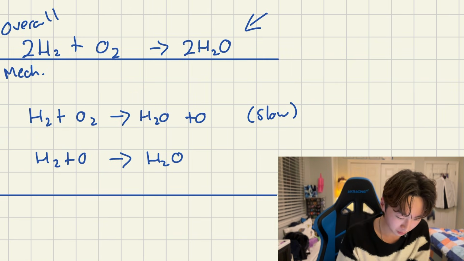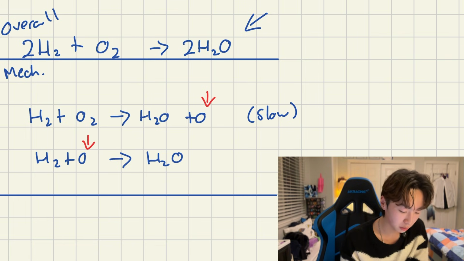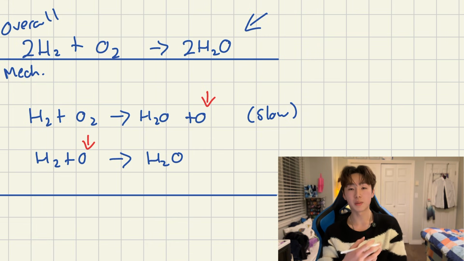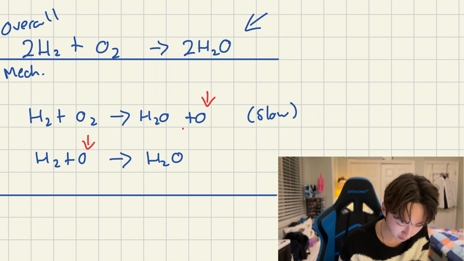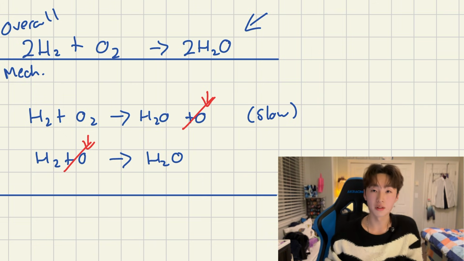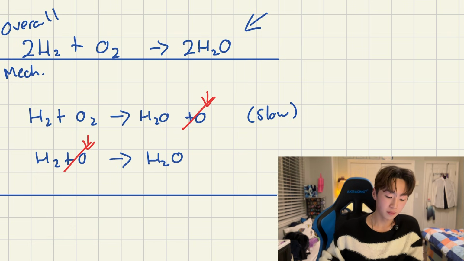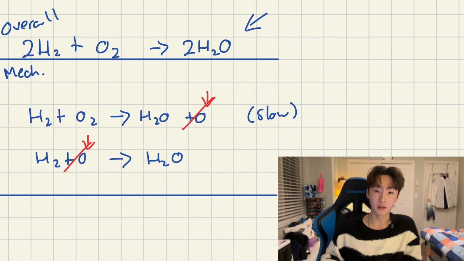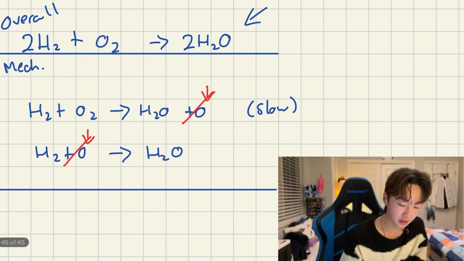In this example, we see that this one oxygen is being made in the first step, and it's being consumed in the second step. As soon as it's made, it's consumed right away. So we can cancel that out from the overall reaction. That's what's known as a reaction intermediate. It's not in the reactants or the products of the overall reaction. After canceling that out, we can find the overall reaction.